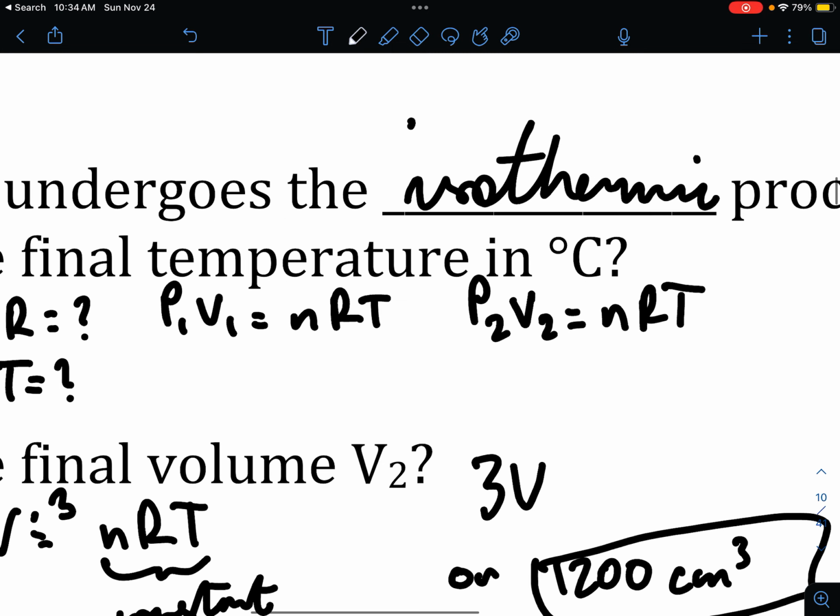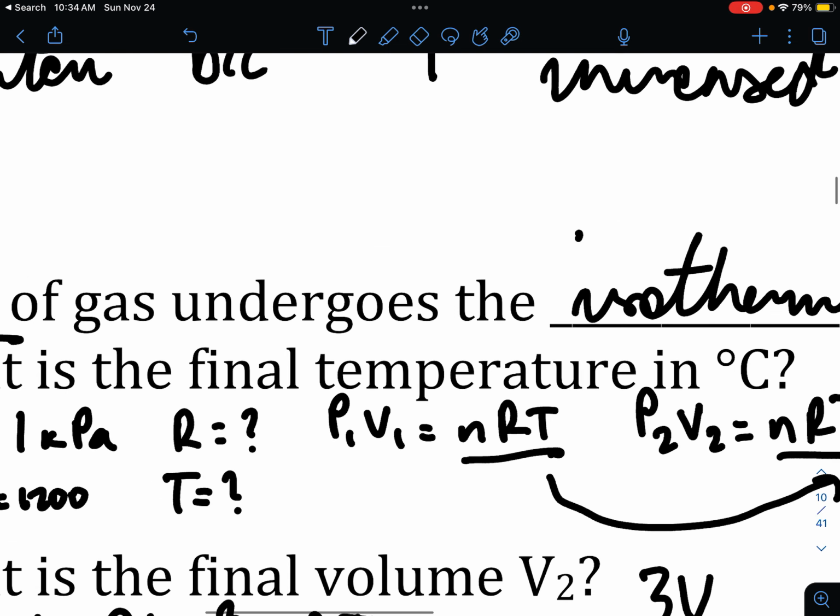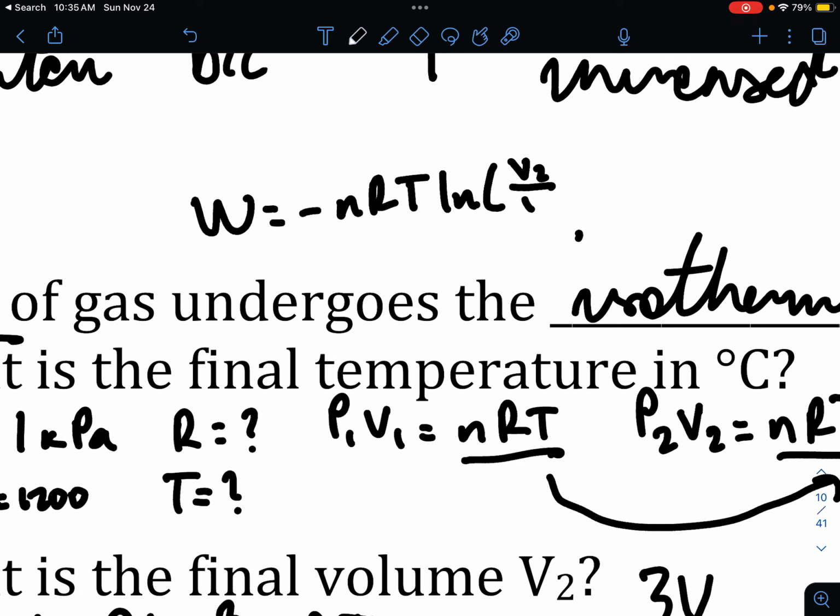Because P1, V1 is equal to P2, V2, which just means nRT is equal to nRT, which is just, duh. How do you solve for R and T? It's really an infinite solution of equations, I think. Another way to go about it is using the work equation. Work equals negative nRT ln V2 over V1. I'm not sure how you would use this equation, though.